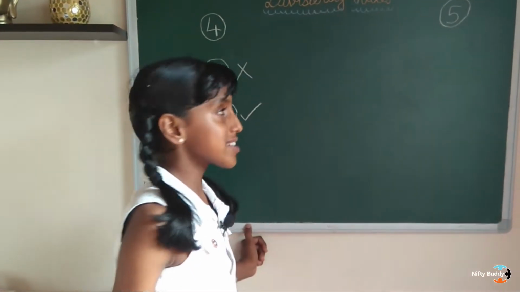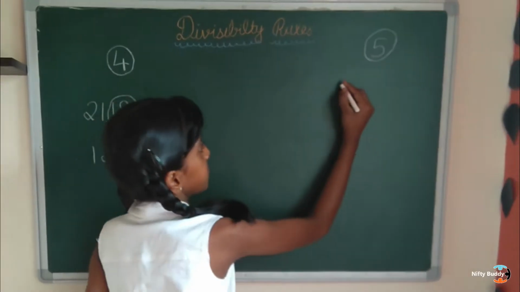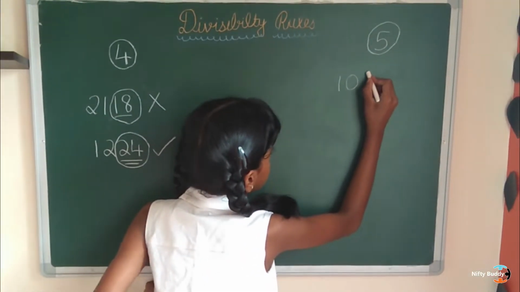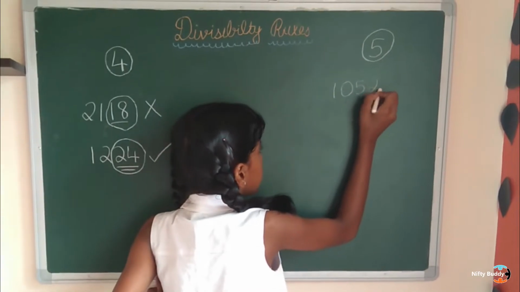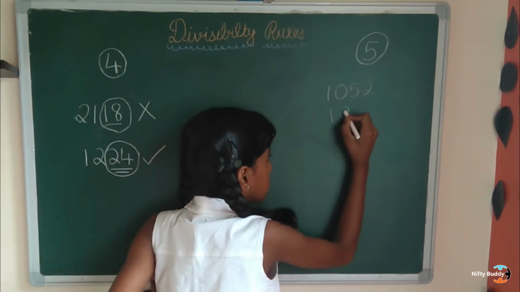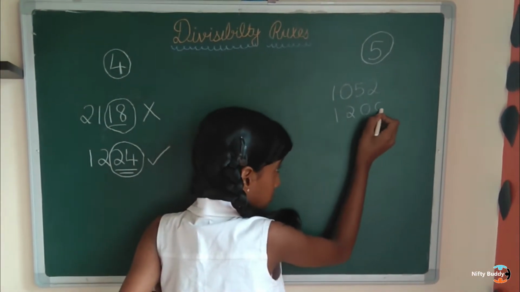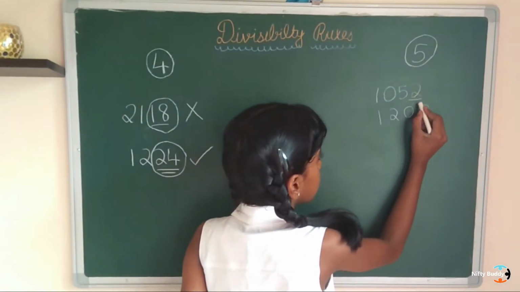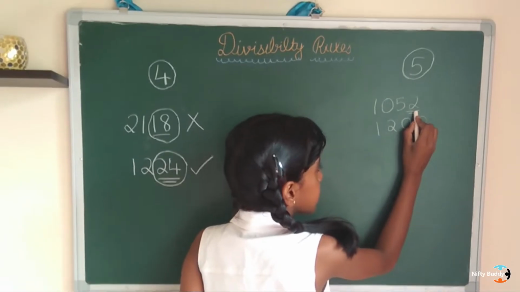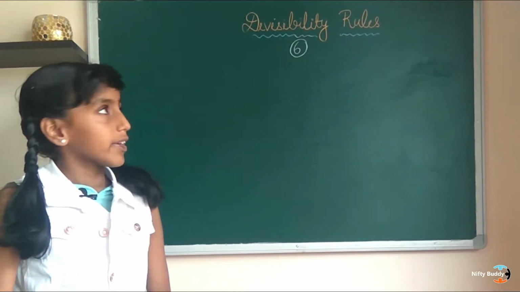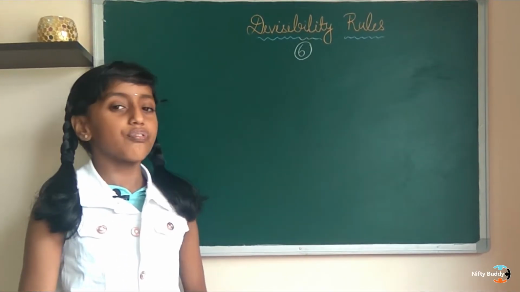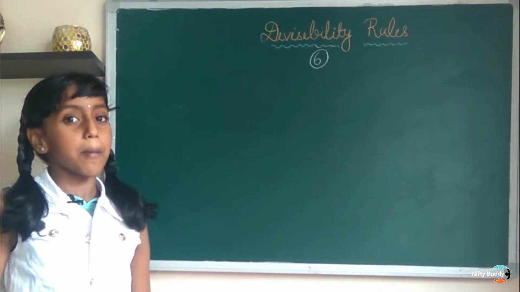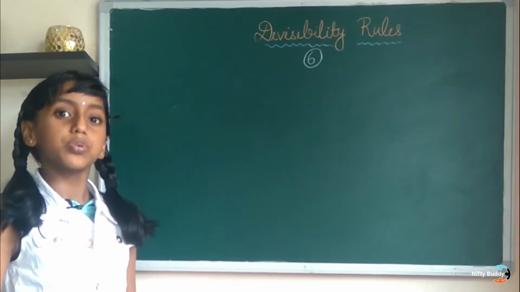Let us look at a few examples. So friends, the number 1052 ends with 2, so it is not divisible by 5. Next, the number 1200 ends with 0, so it is divisible by 5. Next, it is the divisibility rule for 6. In the divisibility rule of 6, the given number should be divisible by both 2 and 3.